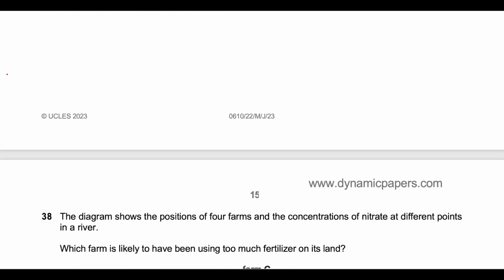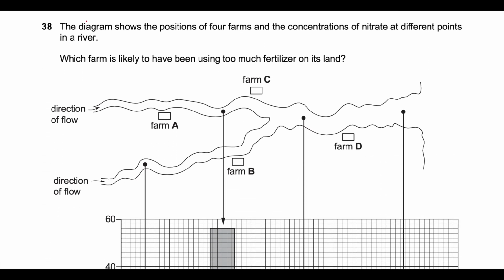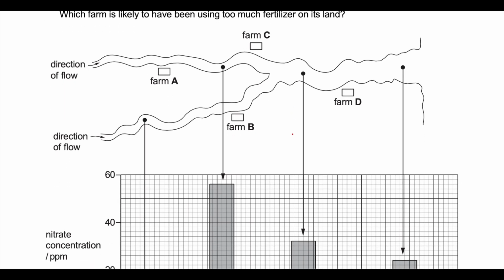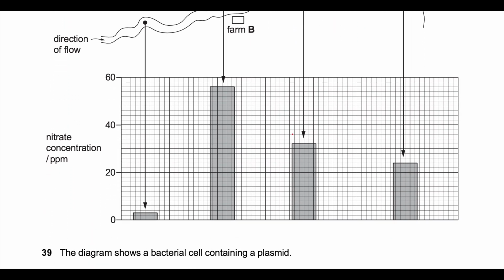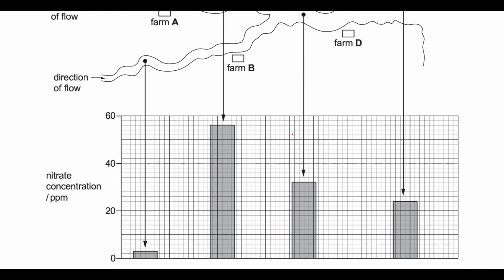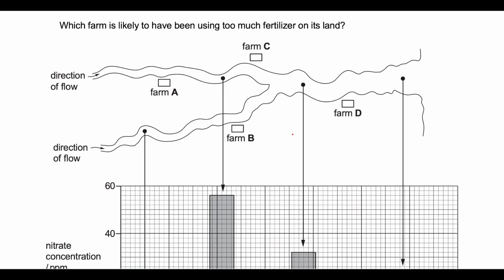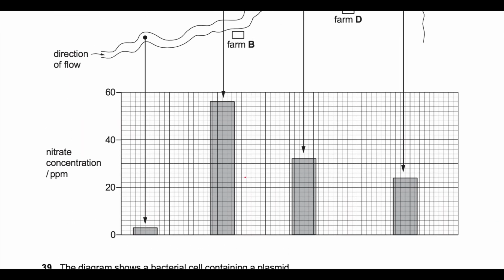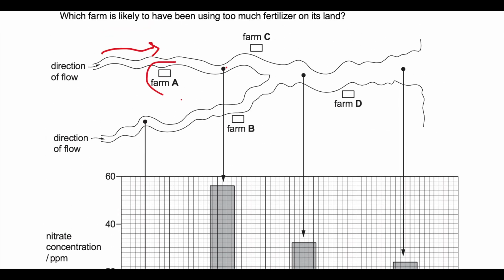Now let's continue. Question number 38. The diagram shows the positions of 4 farms and the concentrations of nitrate at different points in a river. Which farm is likely to have been using too much fertilizer on its land? Let's check here. As we can see, the highest amount of nitrate concentration was here. Okay, and the direction of a flow like this. So farm A. Why farm A?